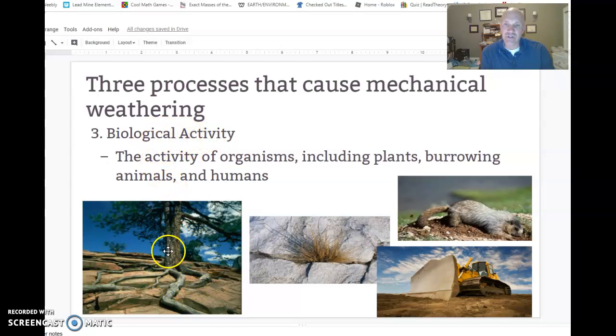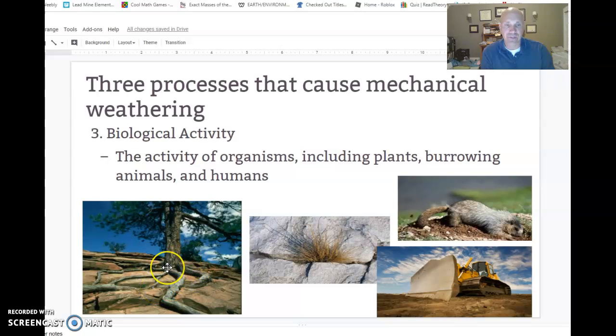One of the major ways this happens is by roots. A lot of times you'll see trees growing essentially straight into rock surfaces, and the tree is going to want to put its roots in whatever crack it can find. When that root grows bigger, it can crack that rock apart.